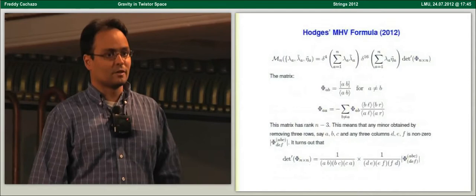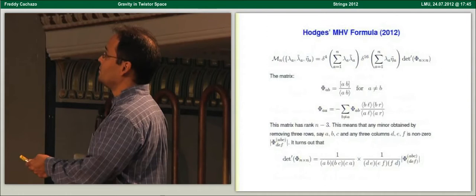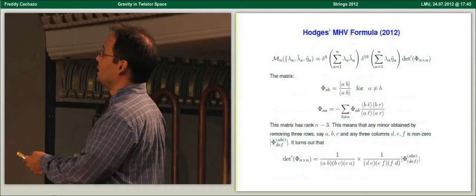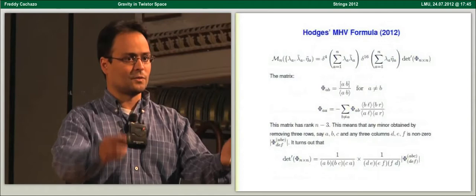And here I'm going to describe it in more detail. The matrix Phi is a matrix whose off-diagonal components are given by this simple combination of square brackets and angular brackets, and the diagonal terms look slightly more complicated, but those of you familiar with soft factors in gravity would recognize these as soft factors. So the formula knows about soft limits already.